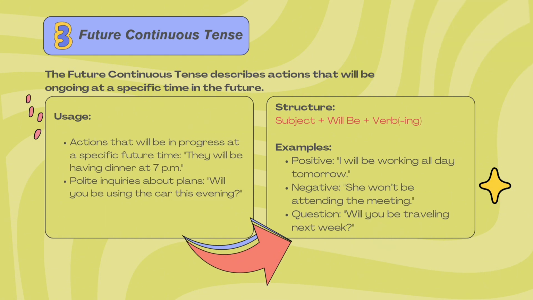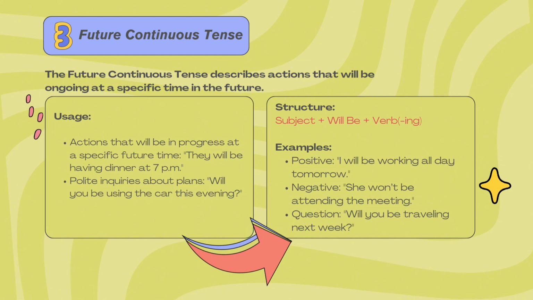For future continuous tense, the future continuous tense describes action that will be ongoing at a specific time in the future. The usage of future continuous tense is first for action that will be in progress at a specific future time. Example, they will be having dinner at 7 p.m. And then for polite inquiries about plans. Example, will you be using the car this evening?